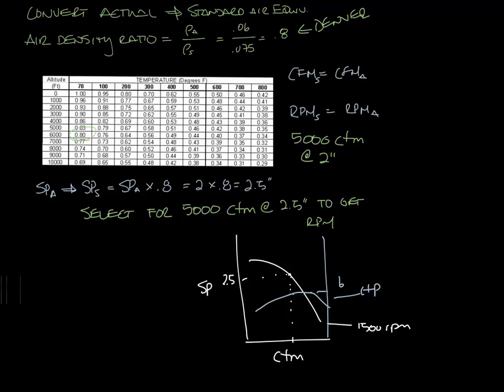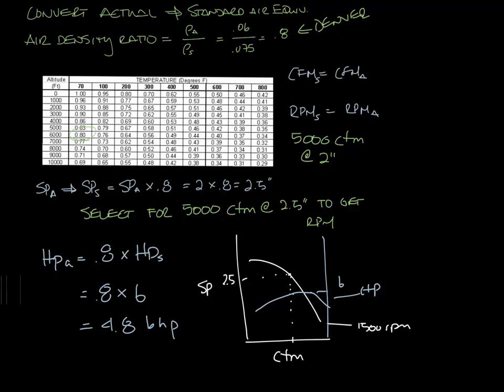So now we're going to take our 0.8 air density ratio and multiply it by the standard air horsepower that we got off our graph. So 0.8 times 6 equals 4.8 is our brake horsepower for our fan at our altitude up here in Denver.